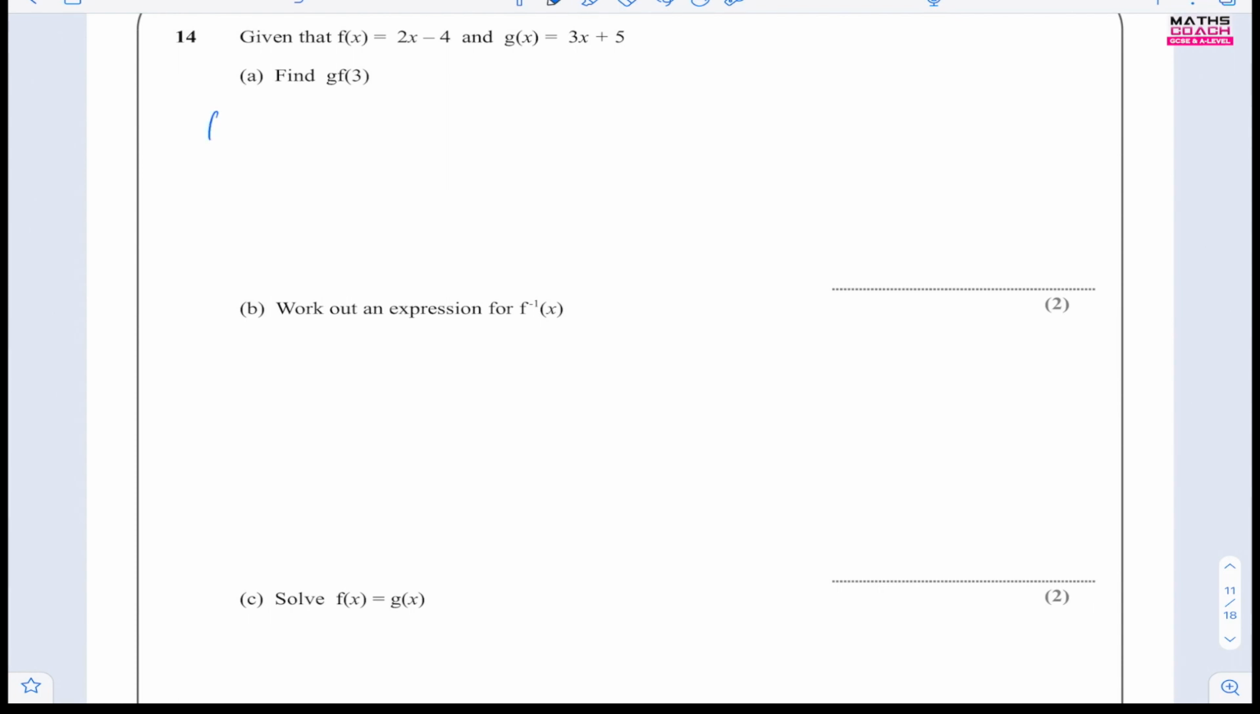So we're going to find f3, and f3 is going to be 2 times 3 minus 4. All we are doing is putting that 3 wherever we see our x. And that gives us an answer of 2. So now we'll plug this into g, and that gives us 3 times by 2 plus 5. So we are now substituting this 2 for this x, and that gives us a total of 11. So the answer is 11.